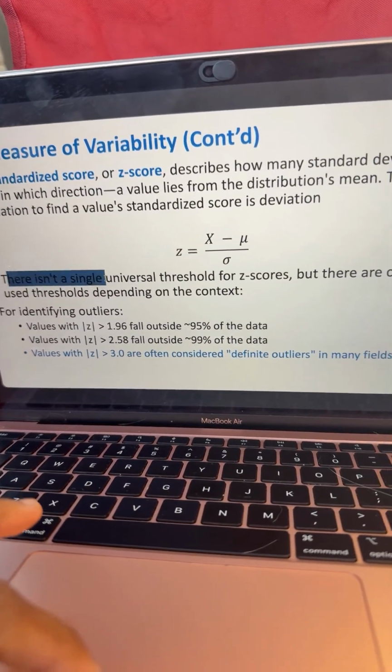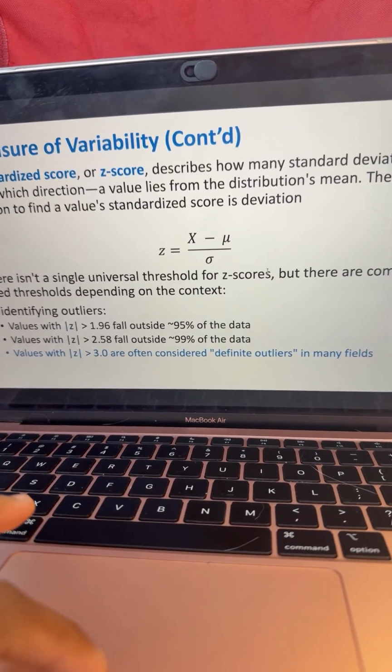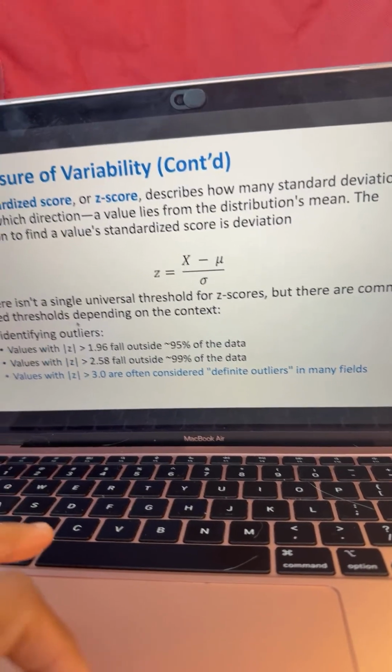Welcome to the chat. There isn't a single universal threshold for z-scores, but there are commonly used thresholds depending on the context.